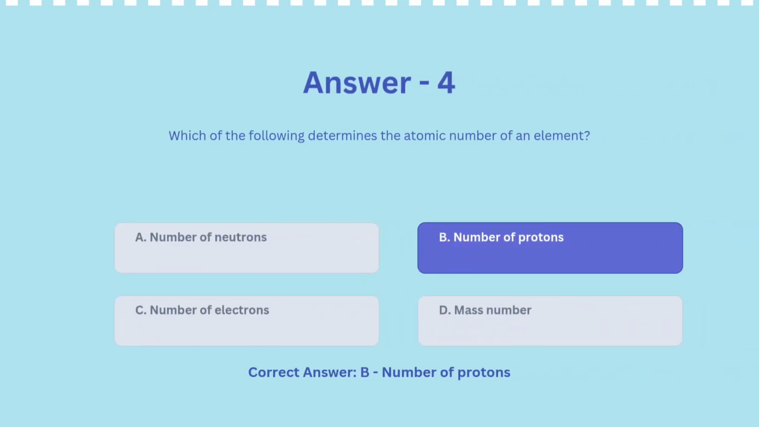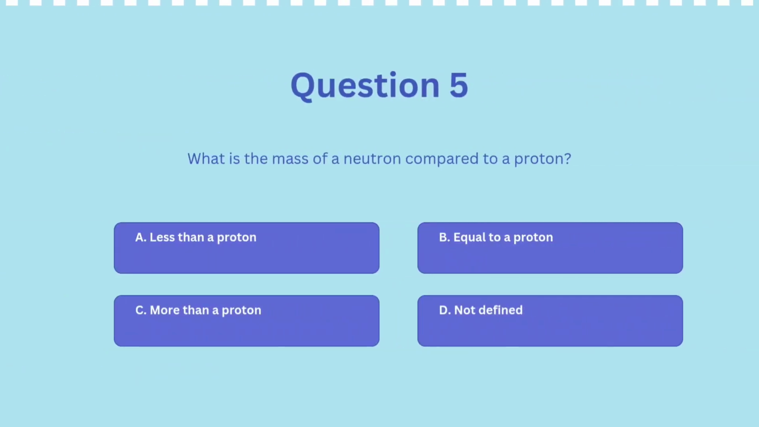Well, the answer is B, number of protons. The number of protons determines the atomic number of an element because it determines what the mass of the nucleus is, and thus determines the actual atomic number of the whole atom. And because the proton also allows it to bond with others.